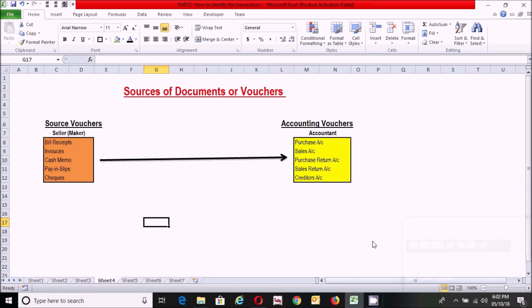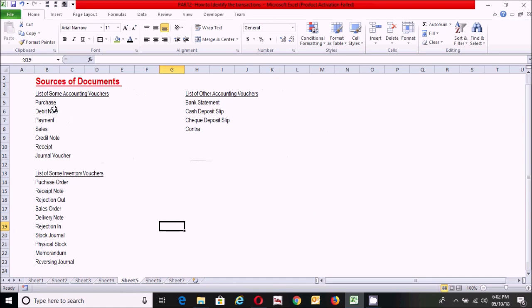According to my analysis, I have categorized all the various sources of document or vouchers into three categories: accounting vouchers, inventory vouchers and other accounting vouchers. These are some examples of accounting vouchers. Similarly, these are some examples of inventory vouchers, and these are some examples of other accounting vouchers. Now let's identify the transactions of our company Excel World Trading Limited, which we are using for our task, based on these sources of document.